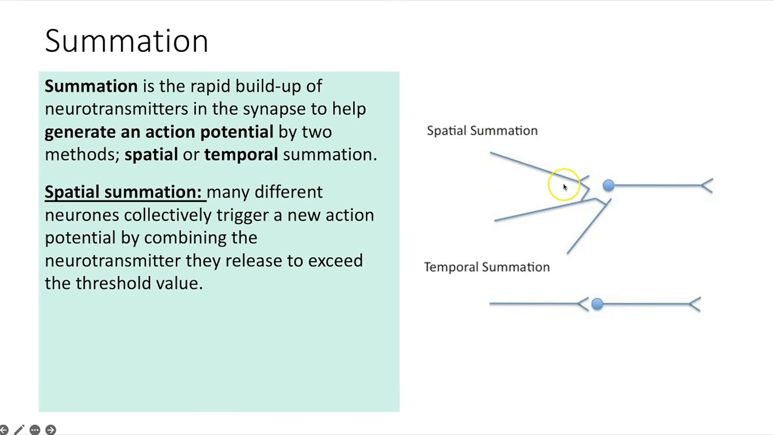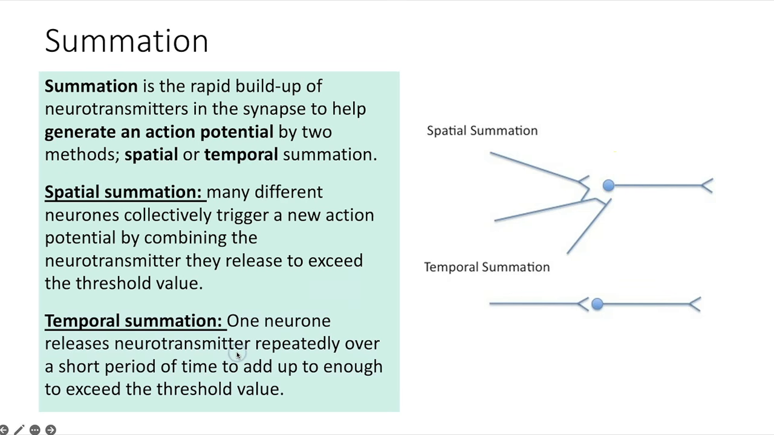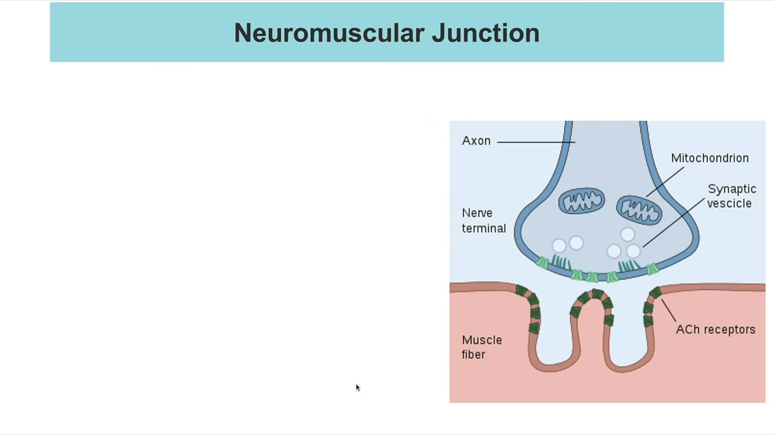Spatial summation is when you have multiple presynaptic neurons all converging at one postsynaptic neuron. Collectively, those presynaptic neurons should release enough neurotransmitter to help trigger an action potential. Temporal summation is when there is only one presynaptic neuron converging to one postsynaptic neuron, but that one presynaptic neuron will release neurotransmitter repeatedly over a short period of time to add up to enough to exceed that threshold value.